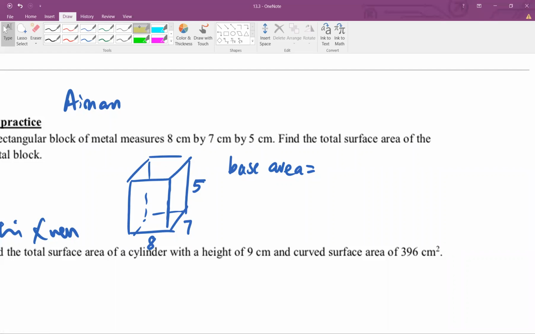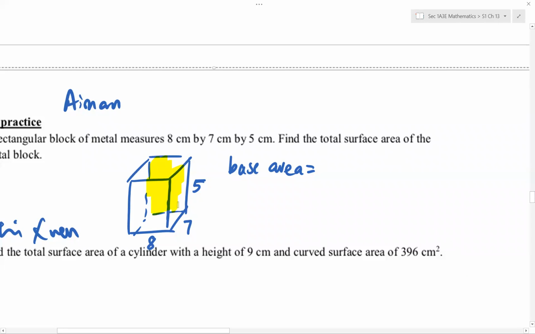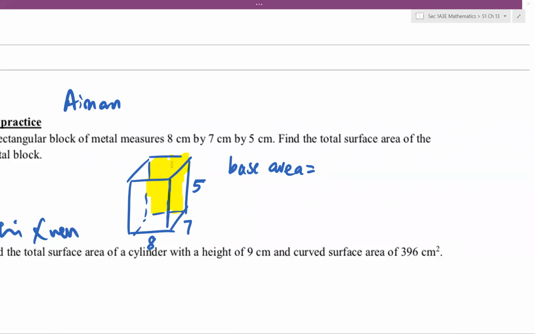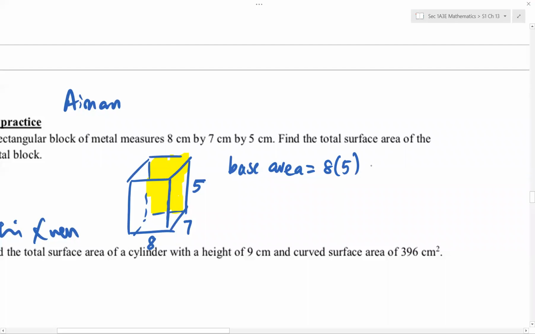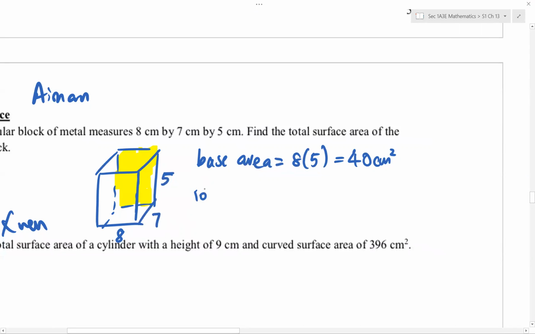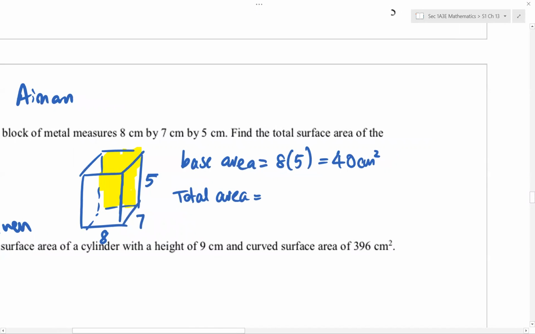8 times 5. Referring to this one? You choosing that as your base area? Okay, you can, yeah. It's just that I think most students will choose 8 times 7 as the base. Aiman, okay? Most students will choose 8 times 7, but you are not wrong. You can choose that 8 times 5 as the base area, no problem. So 8 times 5, 40 square centimeters. Okay, what is the next step then? For total area. Okay, Aiman, next step.